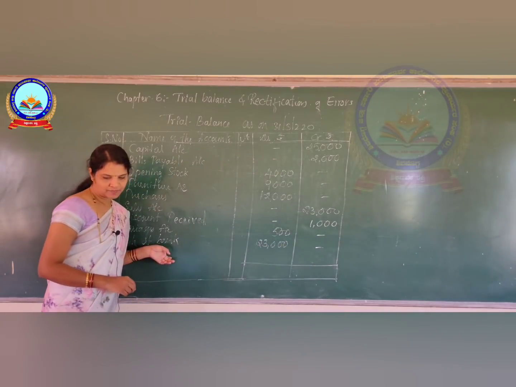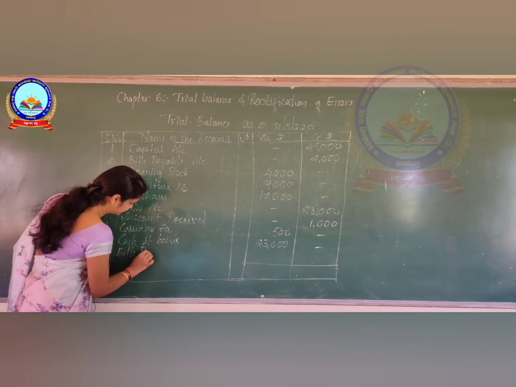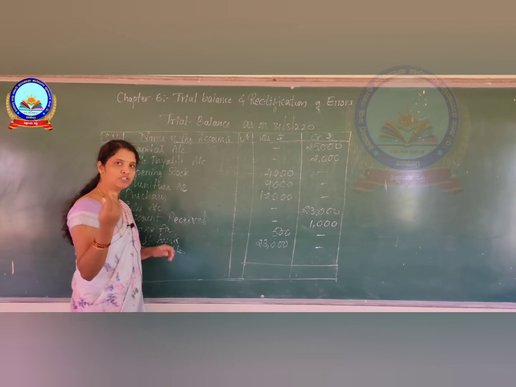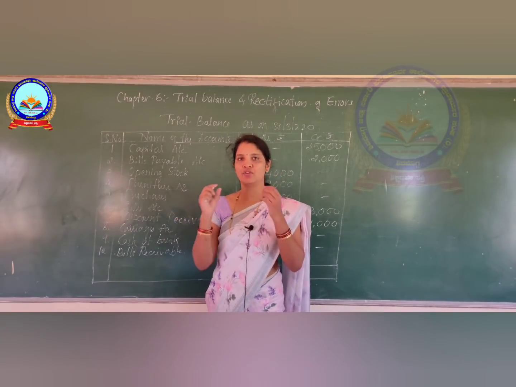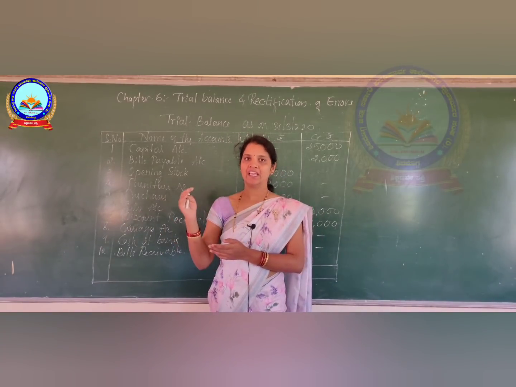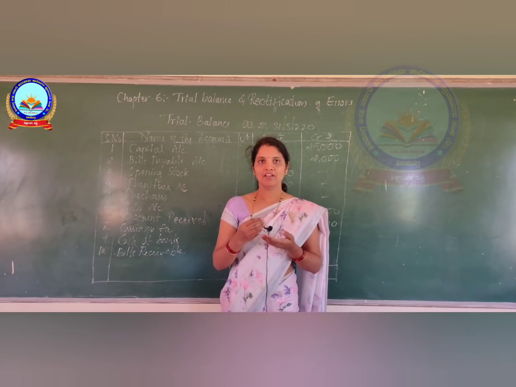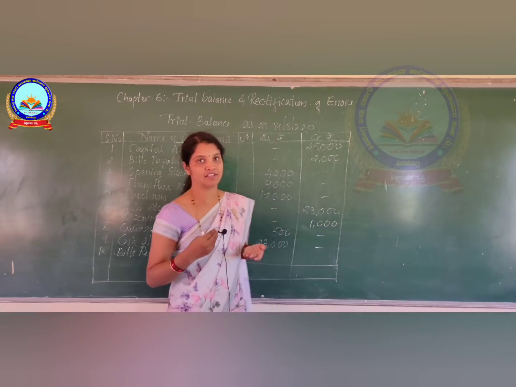And the last one, bills receivable rupees 2,500. Bills receivable. I sold the goods on credit basis. So for the guarantee purpose, I draw a bill on that person. He accepts and returns it to me. It is called bills receivable. It is a bill for the amount to be received. That is why it is an asset.